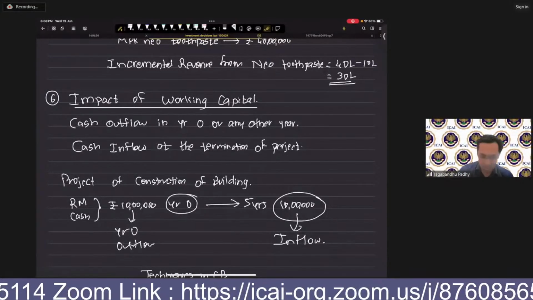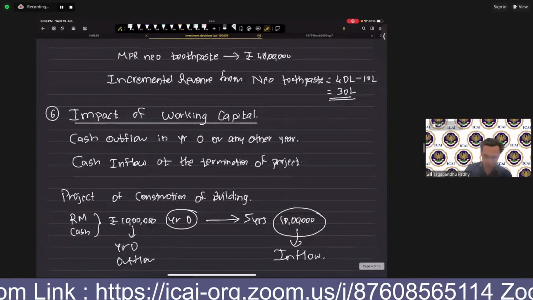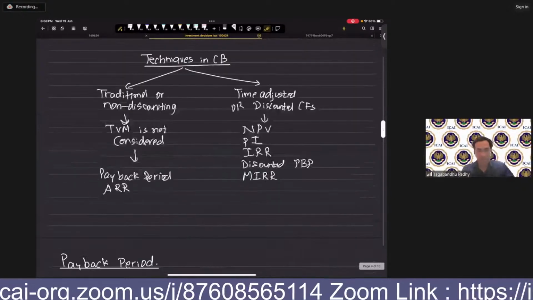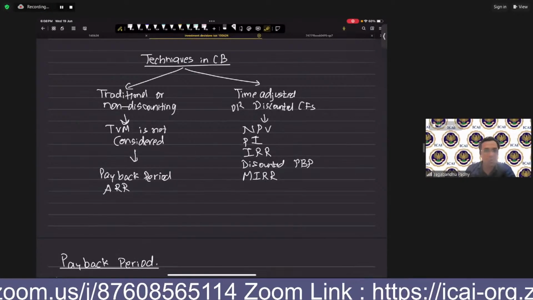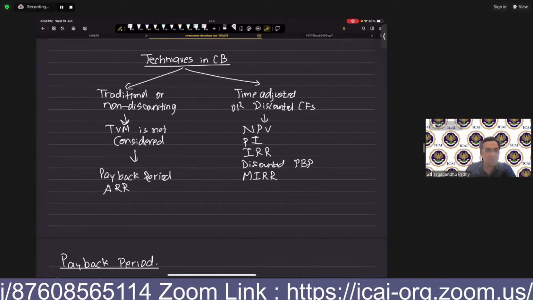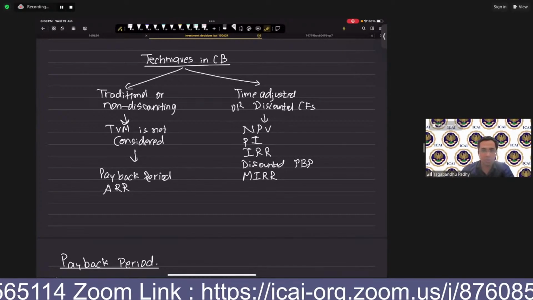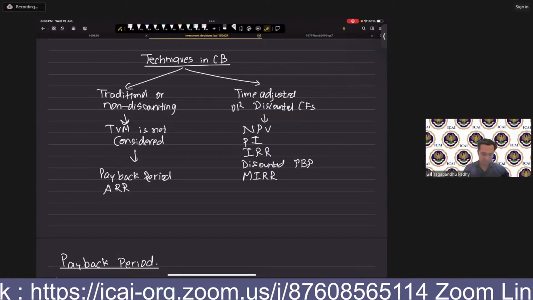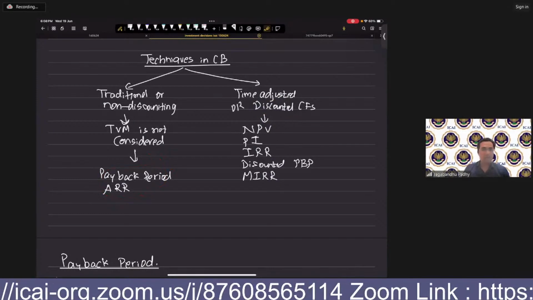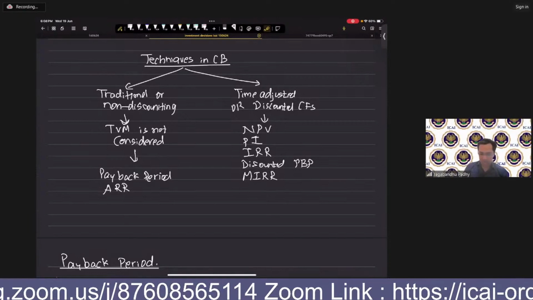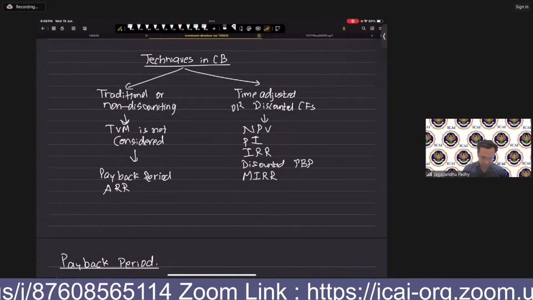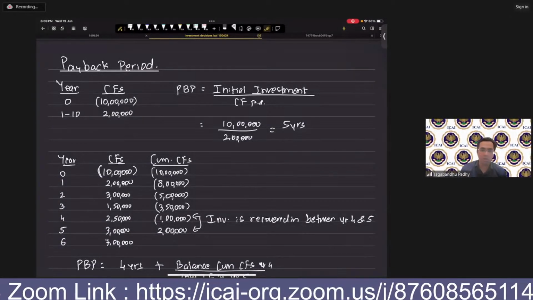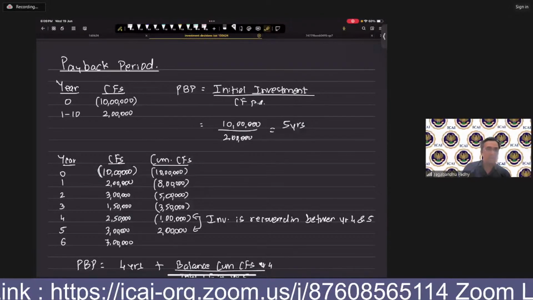Okay, fine. So you're revising the principles of capital budgeting, and we reached till the impact of the working capital. Later on, we started with the techniques in capital budgeting, in which we stated there are two categories of techniques. One is traditional, or non-discounting methods, and the second set of methods were time adjusted, or discounted cash flows. We've already discussed payback period and the average rate of return, or accounting rate of return, and we have also started with the NPV and IRR techniques. Payback period is the time period for which your money is blocked, or the time period in which the initial investment will be recovered from the project.